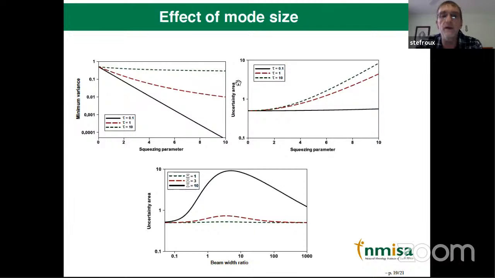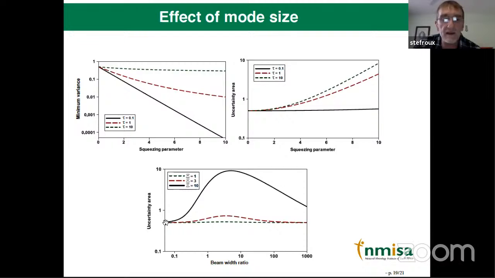A better way maybe to look at this is to look at the minimum uncertainty or the uncertainty area, which I get by multiplying the standard deviations in the two directions. For a minimum uncertainty state, the value I should get is a half. And we can see that when the tau is very small, it is a half and it remains more or less a half regardless of the squeezing parameter. But as I'm increasing tau, I see that I start to increase the minimum uncertainty area. So I lose the minimum uncertainty property.